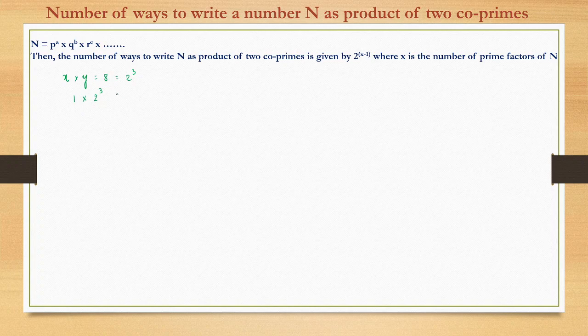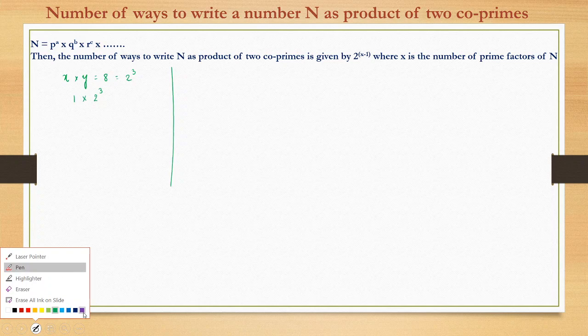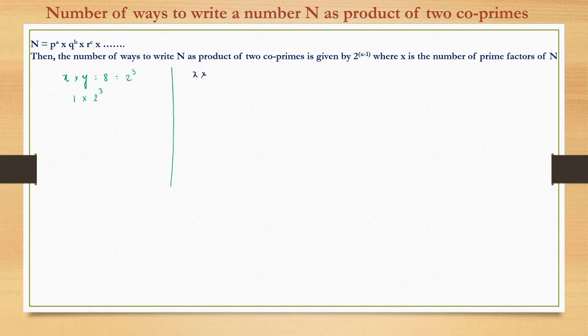Otherwise, no other way is possible. Say suppose we take an example, let's take p into q, because we have used x here in the formula also. So p into q is equal to, say, let us take 48.